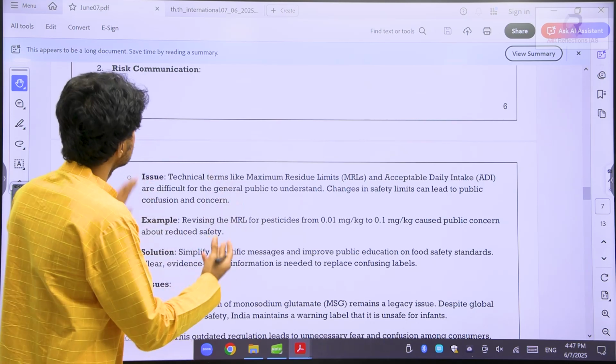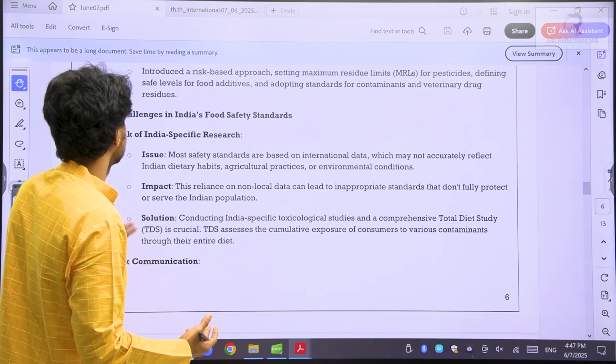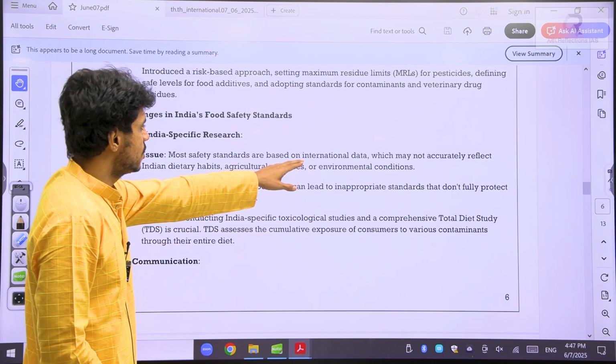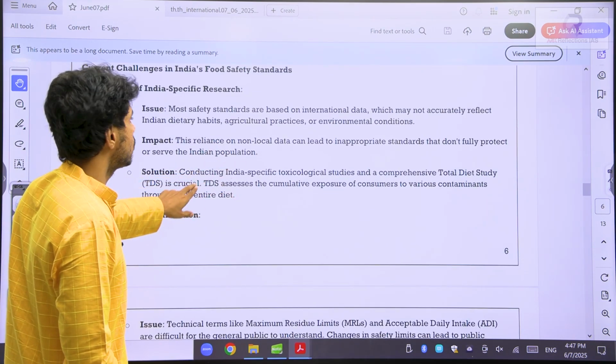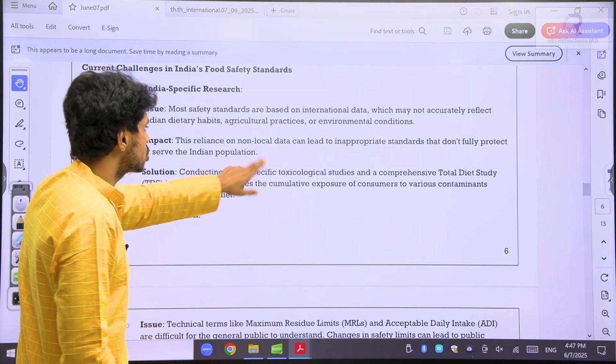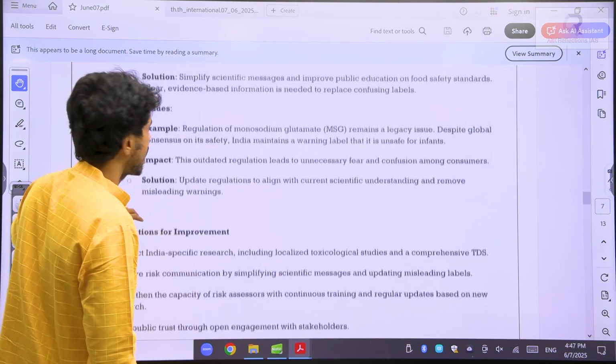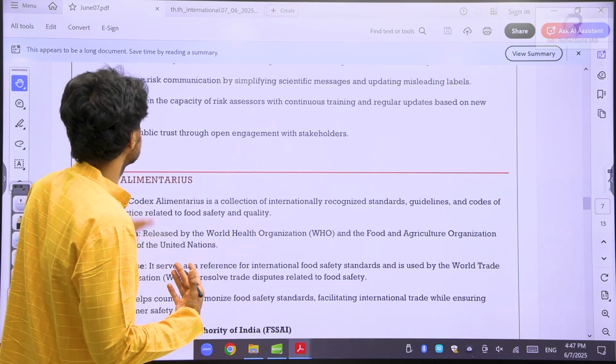So that is what the article is talking about. These are the challenges I was talking about. We depend on international data. We do not have local data about the Indian population, that is, the total diet study and toxicological studies. These things we do not have, so we need to develop them.